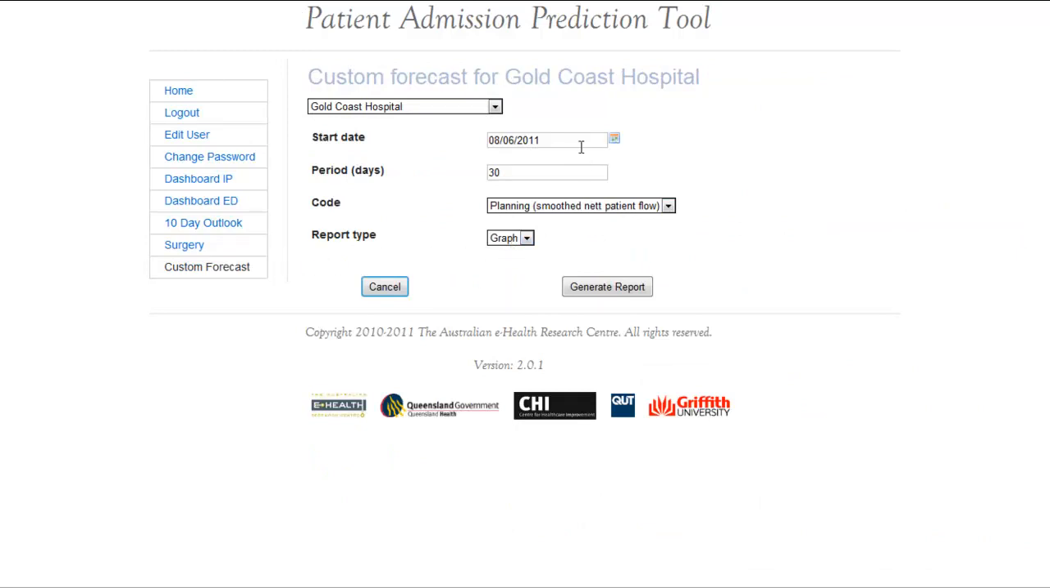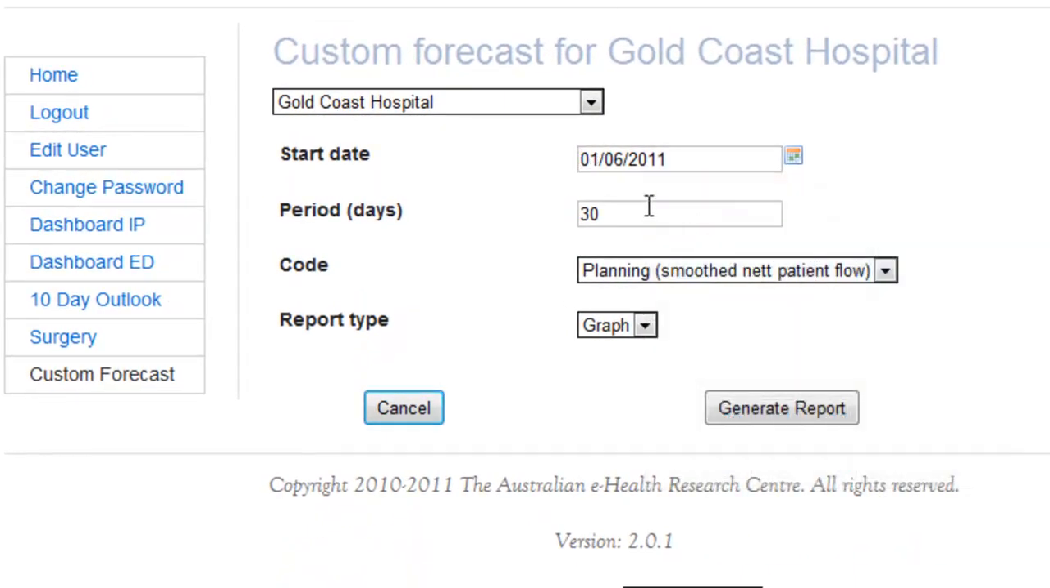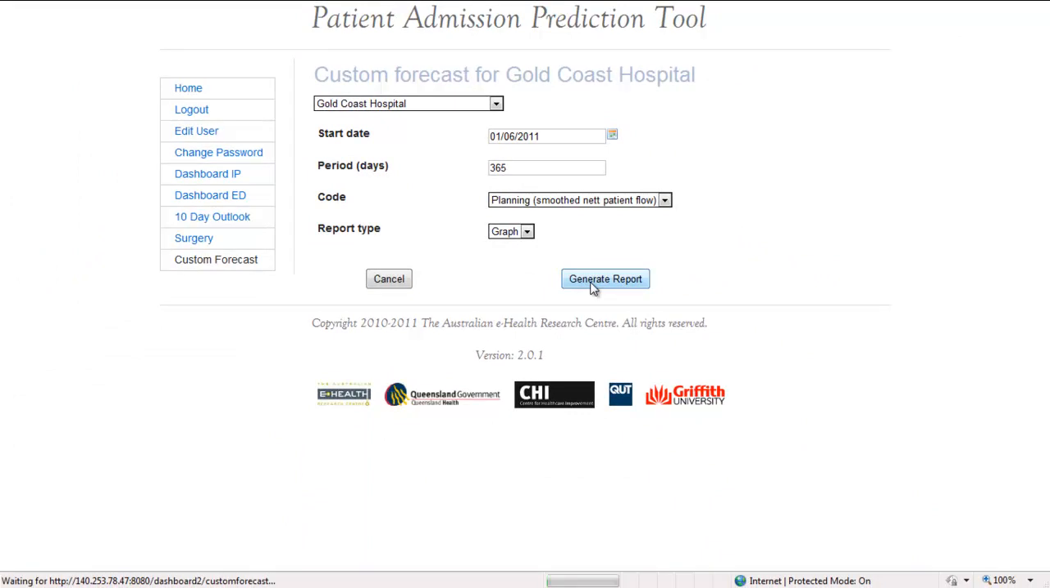So here at this facility, I'm going to put in a forecast horizon. I'm going to start at the beginning of June for a whole year, so I can enter any start date. We're limiting the forecast horizon to a year, and I want the patient flow. So that's just what's coming in, what's coming out, and just a graph at the moment. This code, the planning smooth patient flow, is what was seen in that bottom line on the 10-day report, and we can see how that varies across a year.